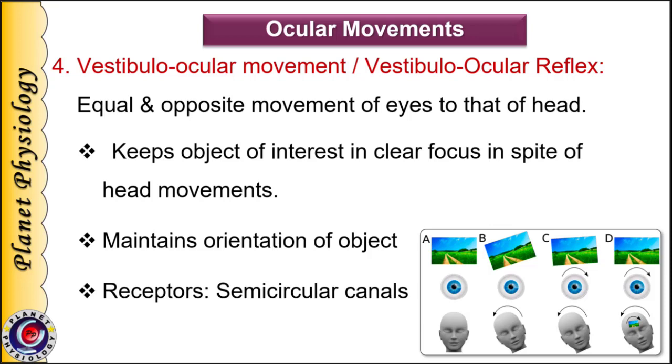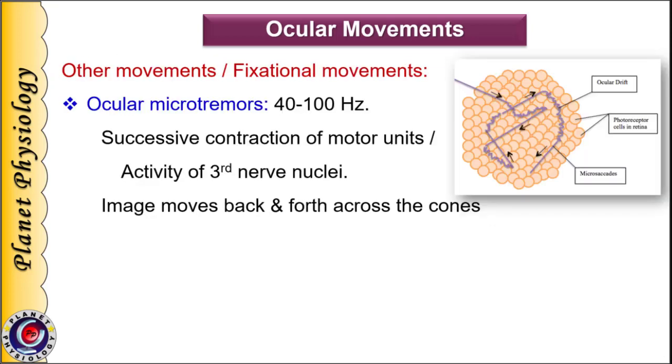Apart from these 4 types of movements, eyes also show continuous but imperceptible movements that include ocular microtremors, which are small, quick and synchronized oscillations of eyes with frequency ranging between 40 and 100 Hz. These are due to successive contractions of motor units. But now it is believed that they are due to activity of oculomotor nuclei. These tremulous movements cause the image to move back and forth across the cones rapidly.